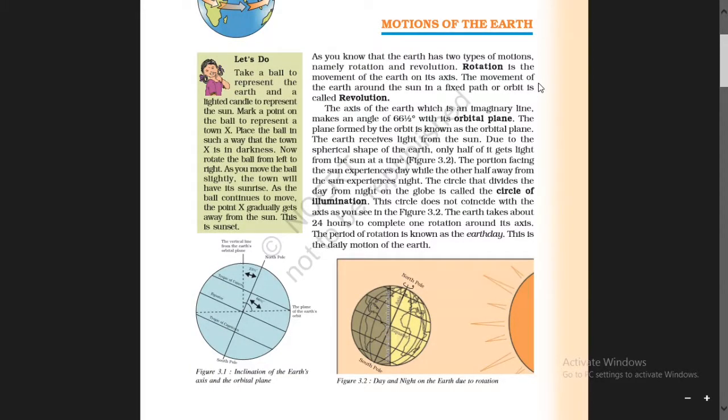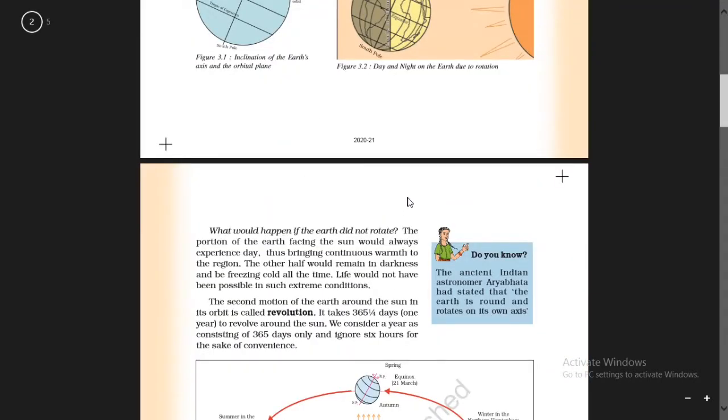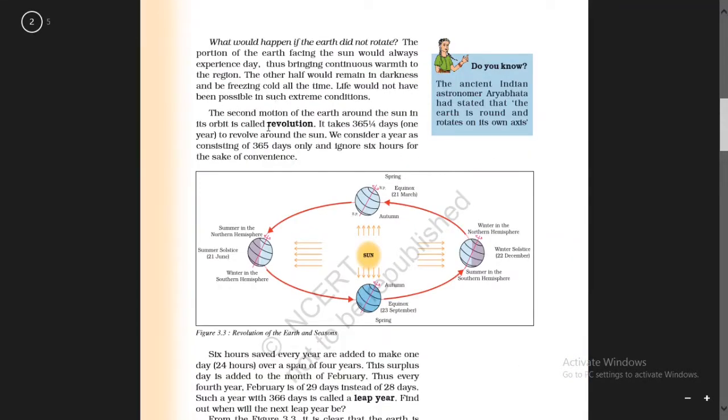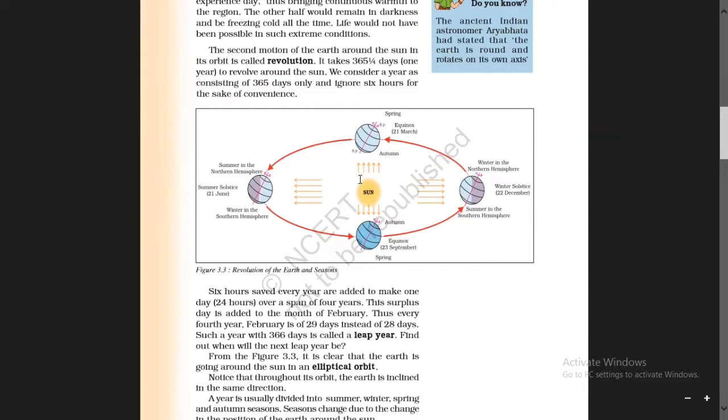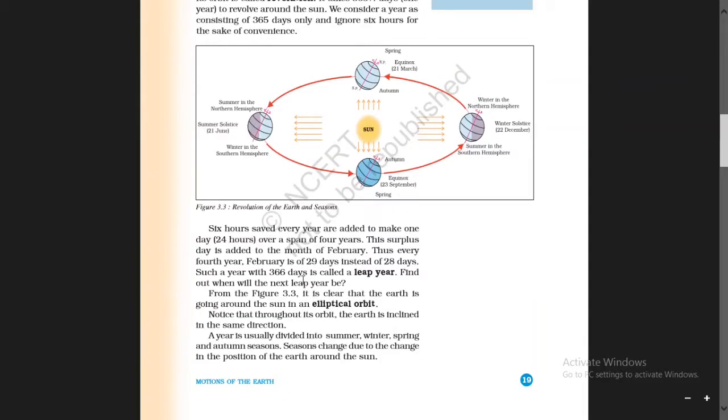Boys, in the first part of the chapter, we have learned about the motions of the Earth: rotation, revolution, orbital plane, circle of illumination, leap year, elliptical orbit, and then how to identify a year, whether it is a leap year or not.